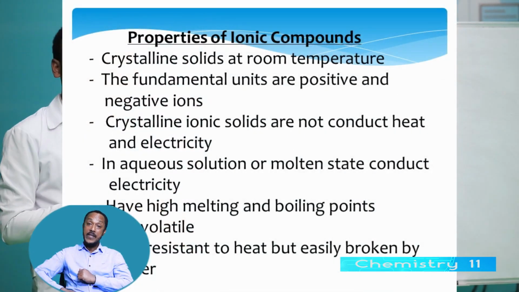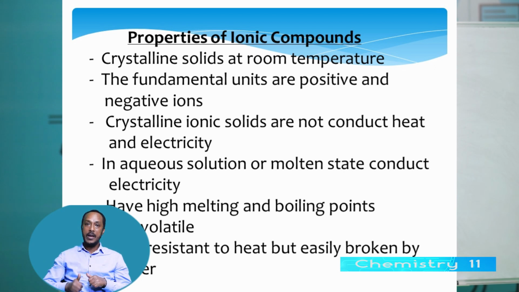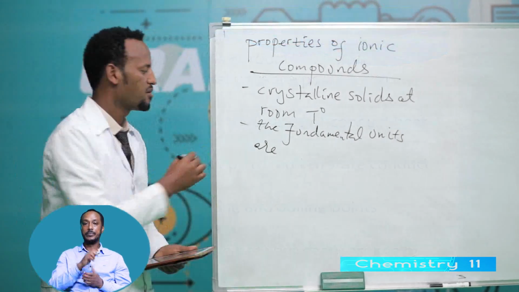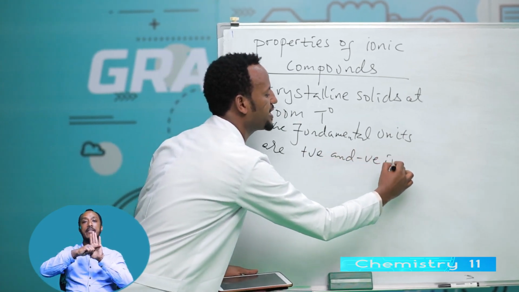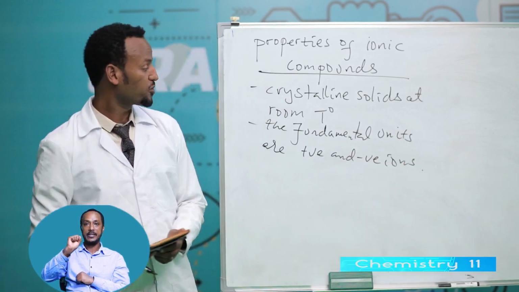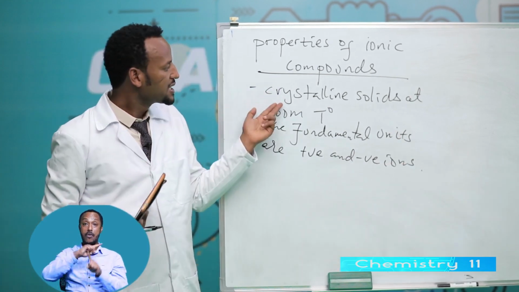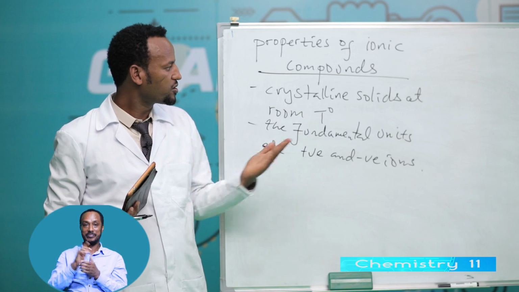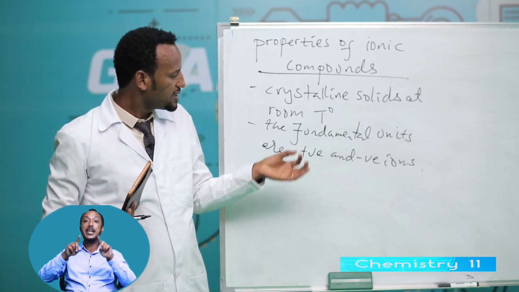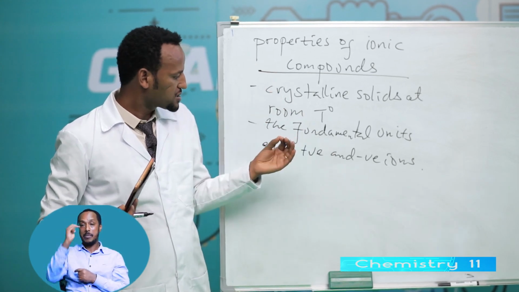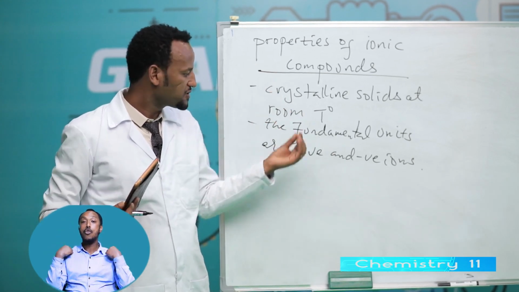The fundamental units are positive and negative ions. Look, these are the properties of ionic compounds. One is crystalline solids at room temperature. The other property, the fundamental units of ionic compounds are ions. What types of ions? Positive and negative ions.